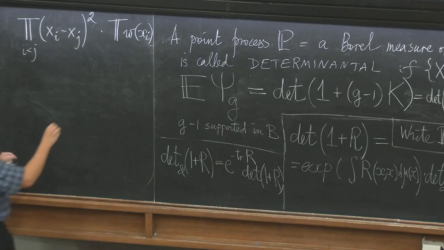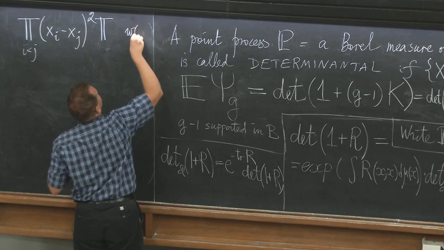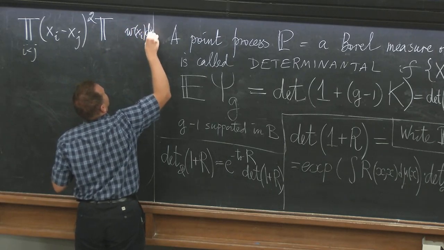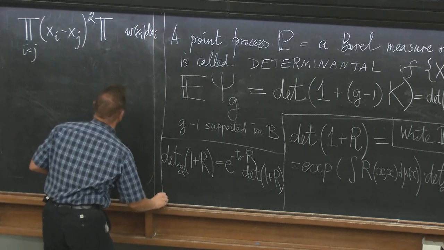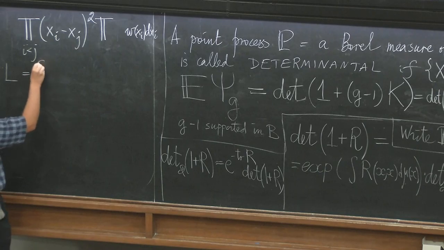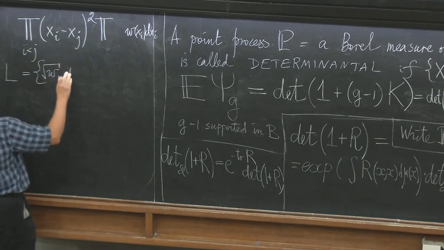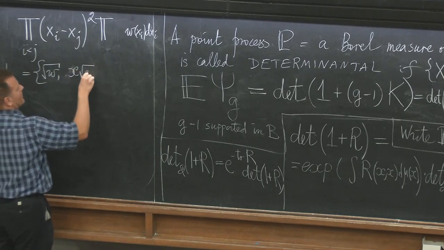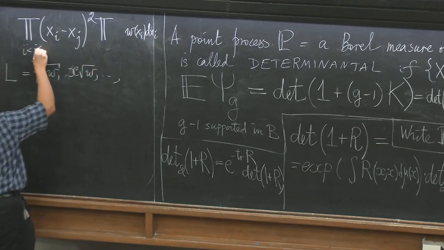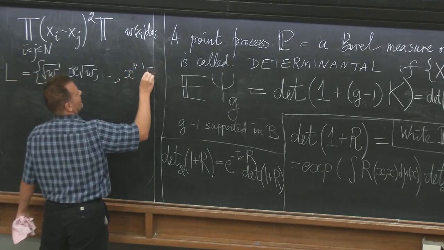So dxi. This, of course, is a determinantal point process, as we discussed in the very first class, corresponding to the projection onto the subspace, precisely, spanned by square root of W, X square root of W, up to X to the N minus 1 square root of W.